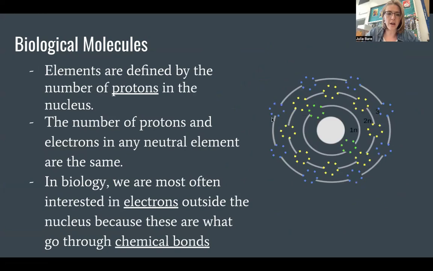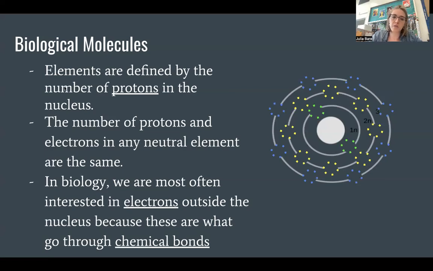Well, elements are defined by the number of protons in the nucleus. And again, this is hopefully review from your chemistry classes. This is not expected to be a first introduction to the idea of atoms and bonds. So if you need to review some of this terminology, go back to some of the chemistry videos, because this is specifically focusing on biology for chemistry.